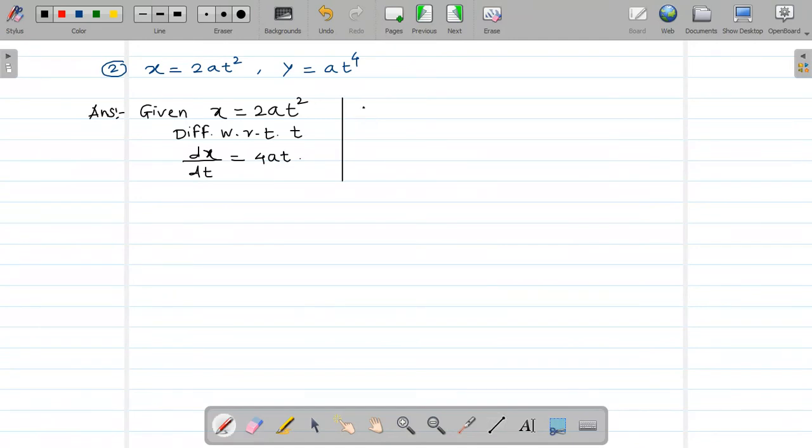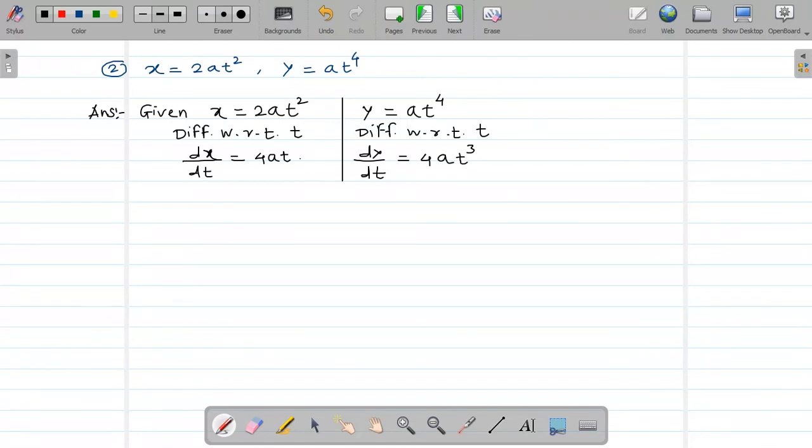Now the next function is y is equal to a into t raised to 4. Again we differentiate this with respect to parameter t. So we get dy by dt. Very simple. a is constant. The derivative of t raised to 4 is 4 into t cube. So totally we get 4a t cube.